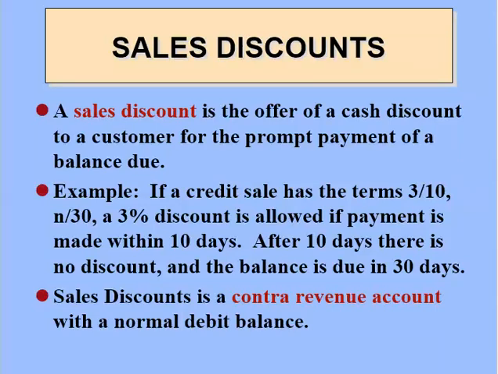Now, we may also be able to take advantage of a discount. Remember, before we had the purchase discount. Now we can have a sales discount, which is when we offer a discount for prompt payment. And we're going to create another new account called sales discounts. This is a contra revenue account, and it carries a normal balance. Revenue, sales, normally carries a credit balance. So a contra account, again, is an opposite, so it will carry a debit balance. It's going to reduce the balance of our sales on our income statement.